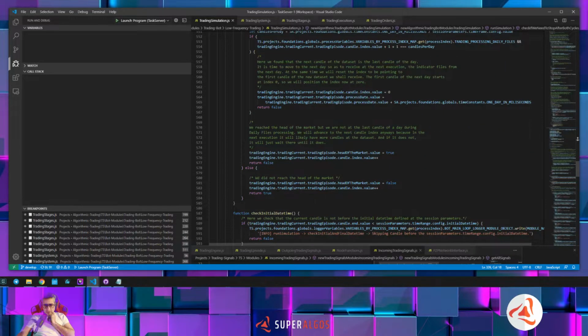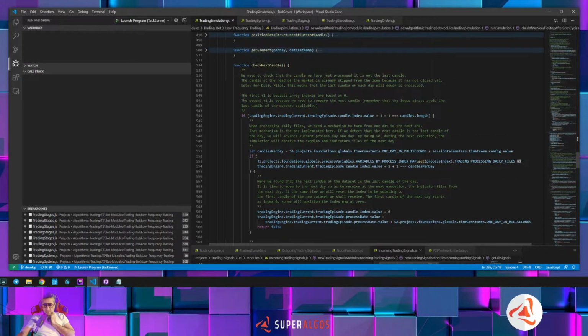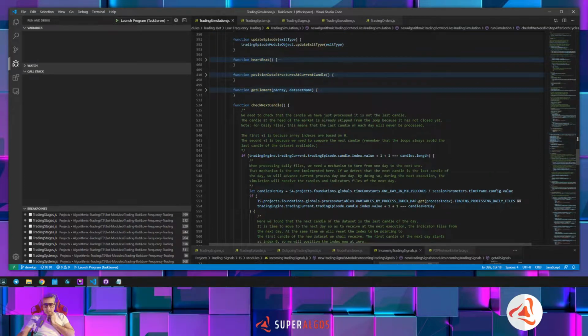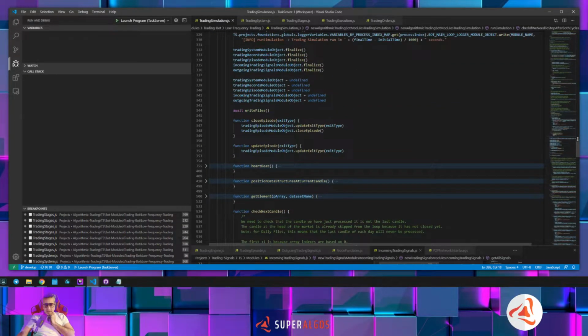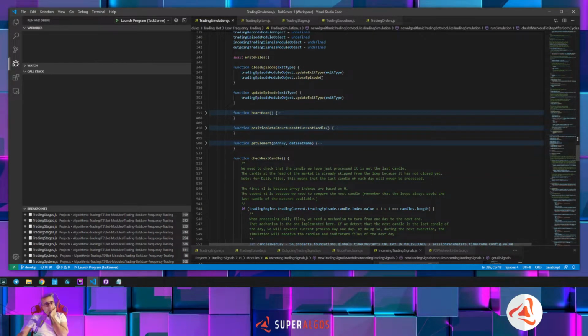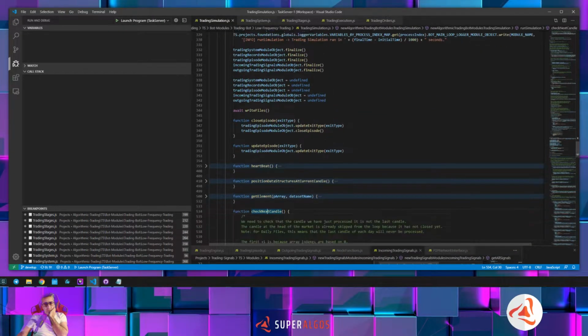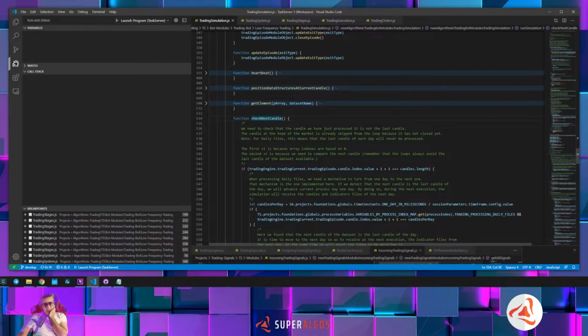So we have to pay attention to this because here some stuff happens. Checks next candle. So it seems that the loop really never ends by itself, but it always gets broken before the head of the market, before the end. That means before the last candle.